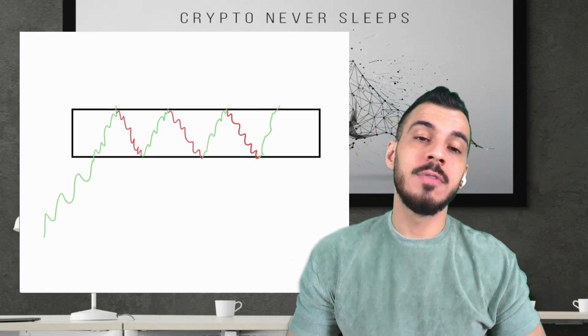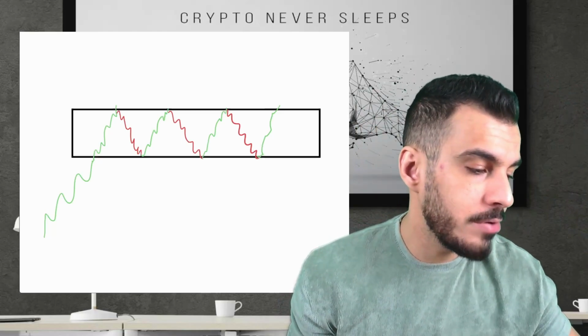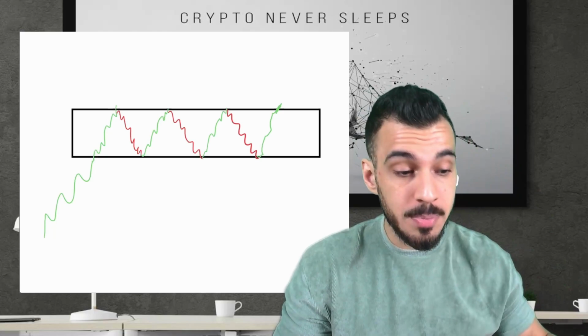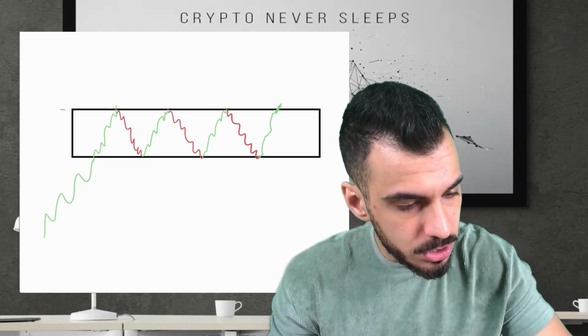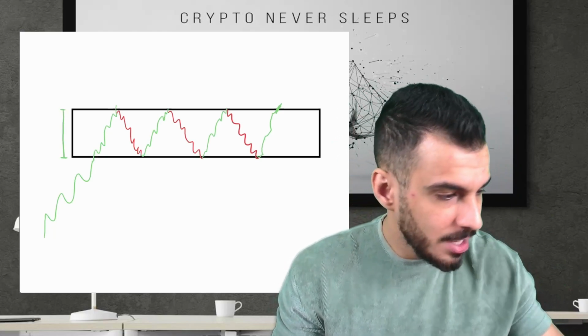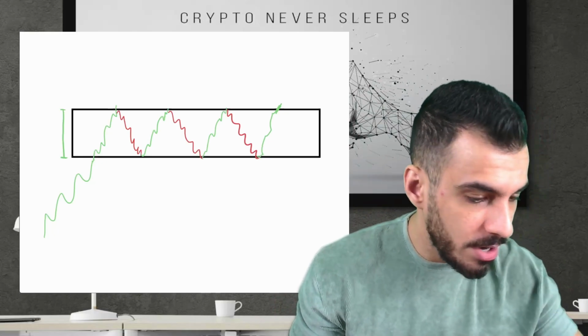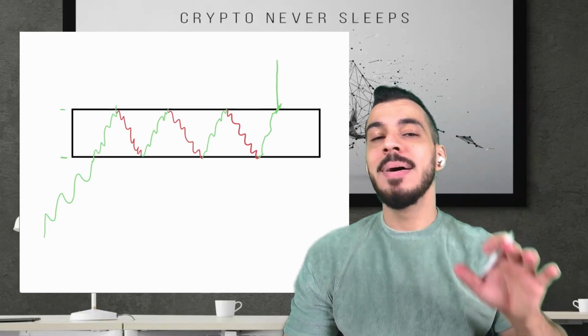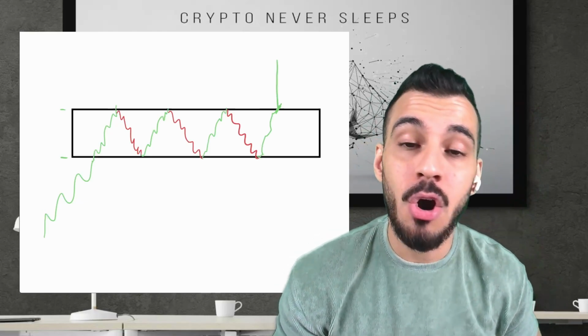Once we break it to one of the sides, guys, let's say for example we are going to break the resistance to the upside, then we expect the continuation to the upside. And the target, as you understood, as almost everything, you take the height of the pattern right here and project from this moment. But this is not the most important thing here on this pattern.